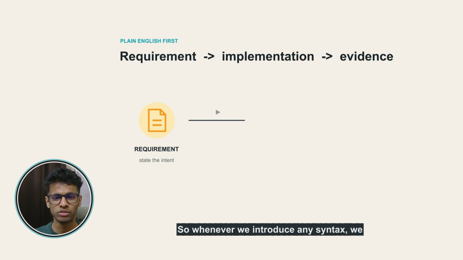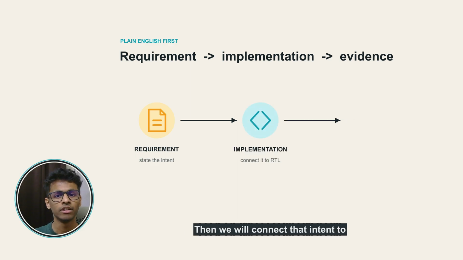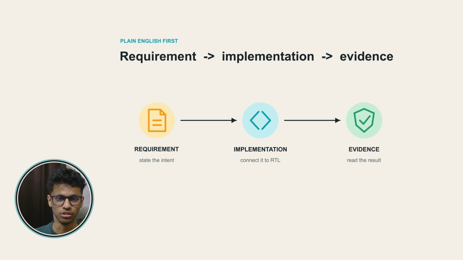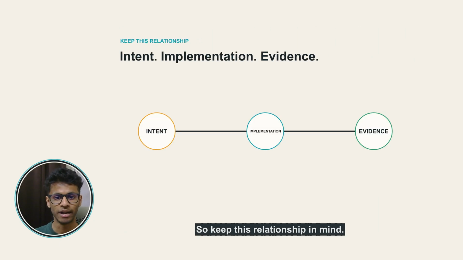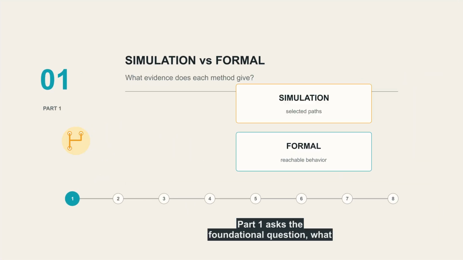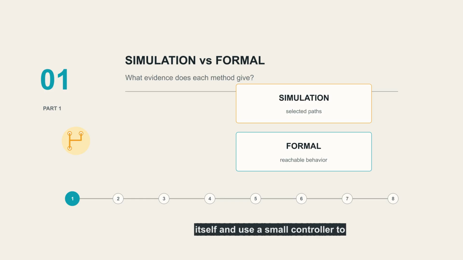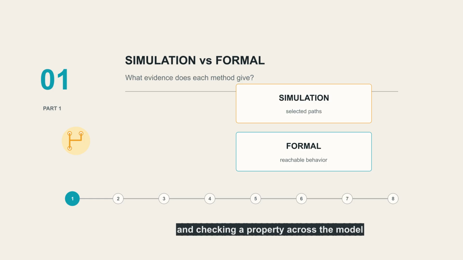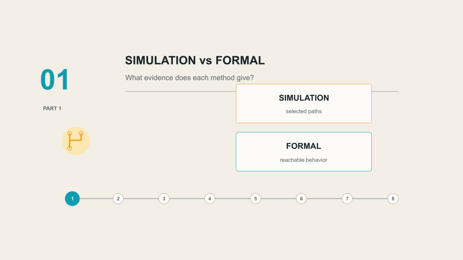So whenever we introduce any syntax, we will first state the requirement in plain English. Then we will connect that intent to the implementation and finally to the evidence produced by verification. So keep this relationship in mind: intent, implementation, and evidence. Part 1 asks the foundational question: what is formal verification and how is its answer different from what simulation tells us? We will begin with hardware verification itself and use a small controller to expose the difference between testing selected executions and checking a property across the model behavior.